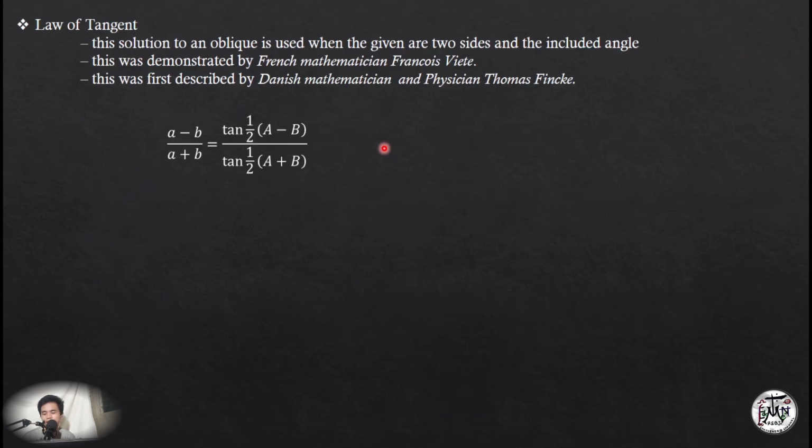Okay, so next, law of tangent. This solution to an oblique triangle is used when the given are two sides and the included angle. This was demonstrated by French mathematician Francois Viete. This was first described by Danish mathematician and physician Thomas Fincke. So this is the formula of the law of tangent. a minus b over a plus b is equal to tangent of one-half the quantity a minus B over tangent of one-half the quantity A plus B.